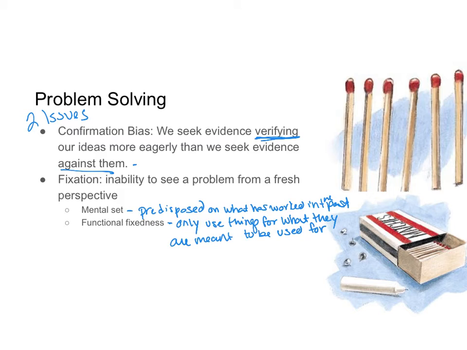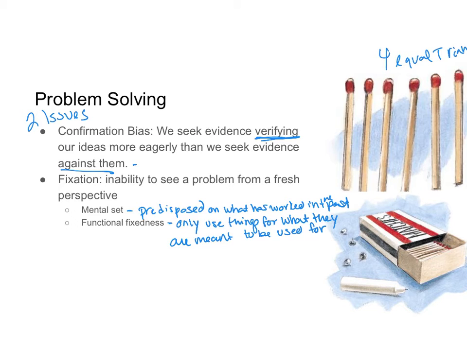Now, two prime examples. How can you take these matchsticks, so we have 6 matchsticks, and turn them into 4 equal triangles? Oh, I'm running out of space, sorry team. 4 equal triangles. So can you do that? Can you figure out how to do that?